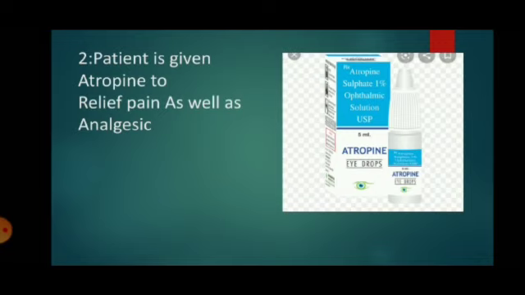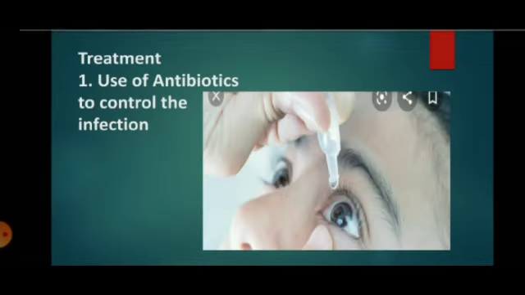Treatment. The first duty is to relieve the pain of the patient. So the patient is given atropine or an analgesic to relieve the pain, and then the patient is given antibiotics. Gentamicin, tobramycin, these antibiotics are given in topical form. We avoid giving systemic antibiotics because the cornea is avascular and the systemic antibiotic can't reach the site of ulceration. Therefore, systemic antibiotics are always avoided.